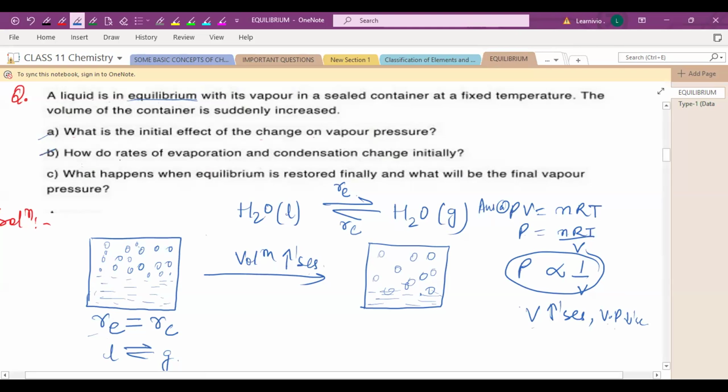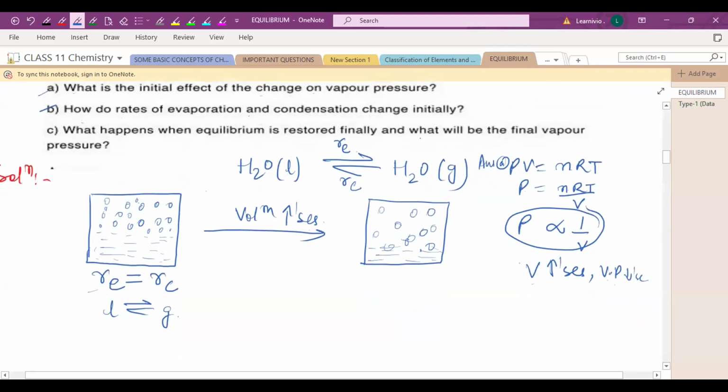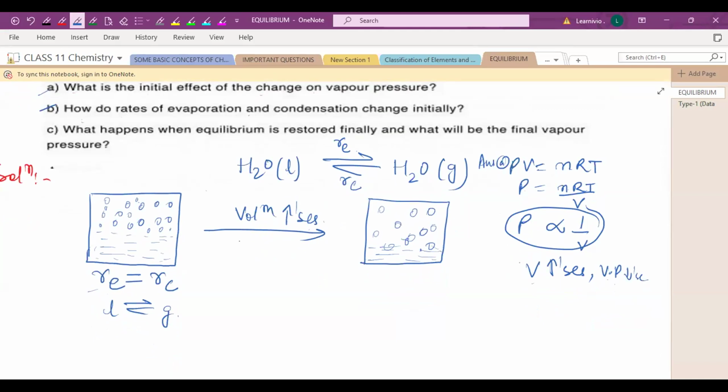Next question is, how do the rates of evaporation and condensation change initially? Now see, because vapor pressure, what is happening? It decreases. Now you know very well, because the volume is increasing, the vapor pressure decreases. So what happens? Here we are just talking about this condition.